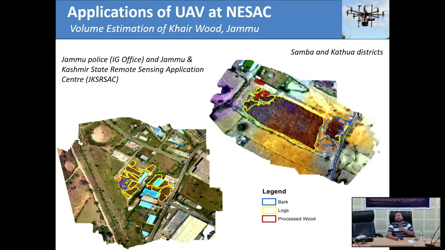Next is the volume estimation. This was in Jammu. Earlier we went to this Jammu area, where some illegal cutting of trees was going on and the wood was dumped into some open areas. We could fly a drone and tell them approximately how much volume was dumped. Based on that the state police took action and did some work. So this is one application which is possible.